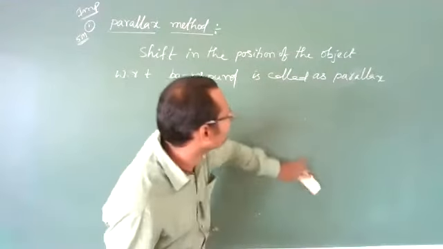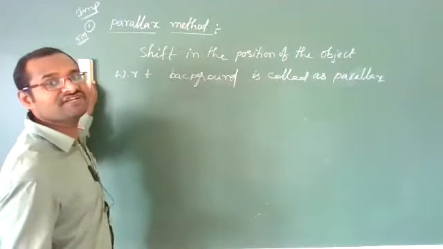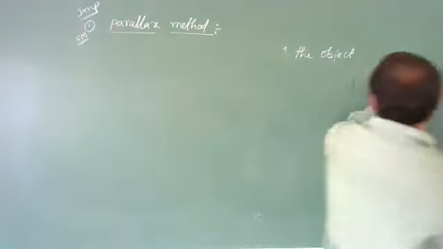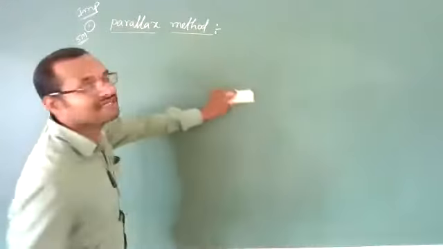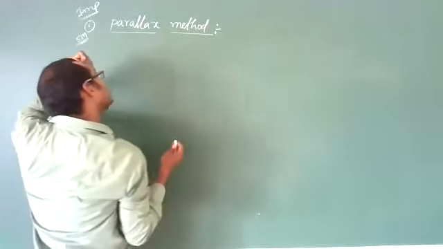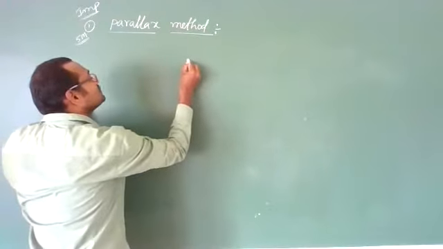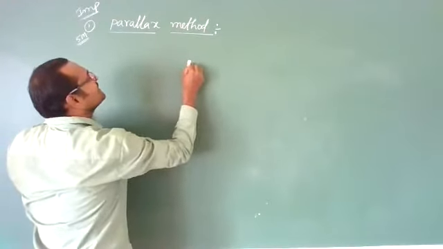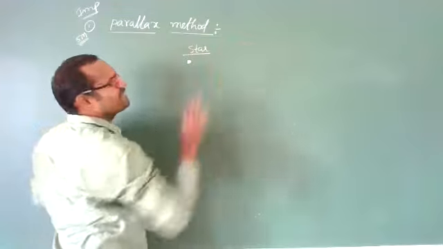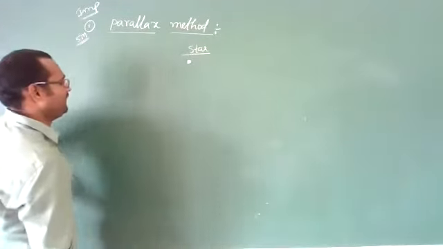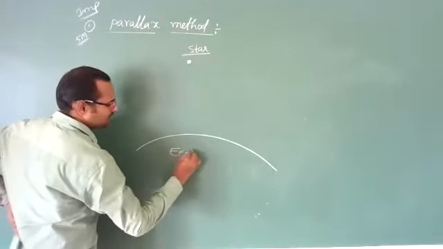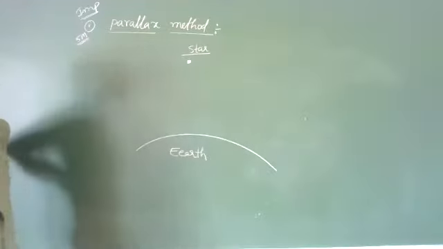So how will we use this method? I am wrapping this one up. The shift in the position of the object with respect to a fixed reference point or background is called parallax, and the method is called the parallax method. Now let us imagine we want to measure the distance to this object. Let us imagine this is a star or a planet. And let us imagine this is the Earth.